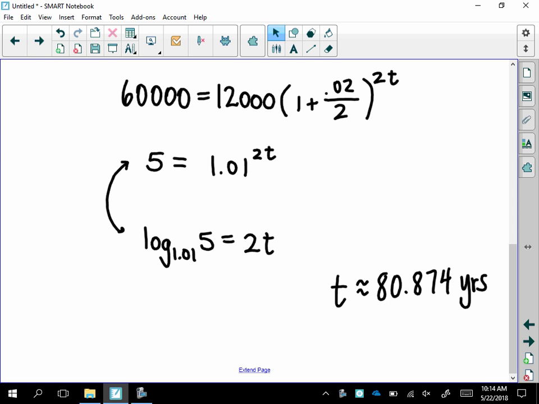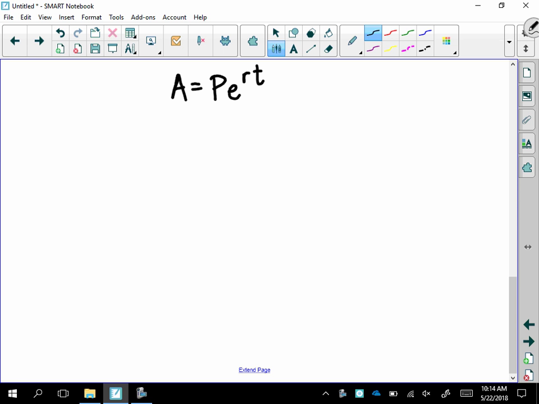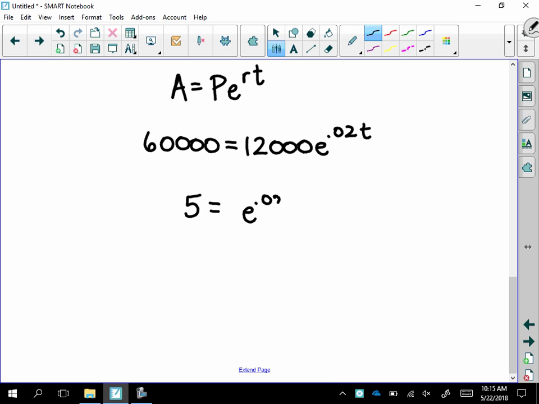All right, let's see how much of a difference there would be if we use continuously compounded interest. If I happen to have an account where everything else is the same, but it's continuously compounded, now we're going to make use of the A equals Pe^(rt) formula. The amount is still going to be the $60,000 that we need to buy this fancy car. P is still the $12,000 that I invested initially. R is going to be 0.02, solving for T. So it's still going to be 5 equals e^(0.02T).